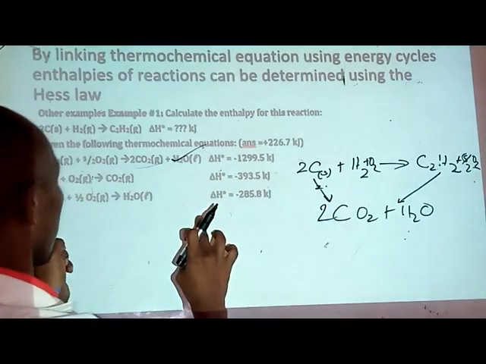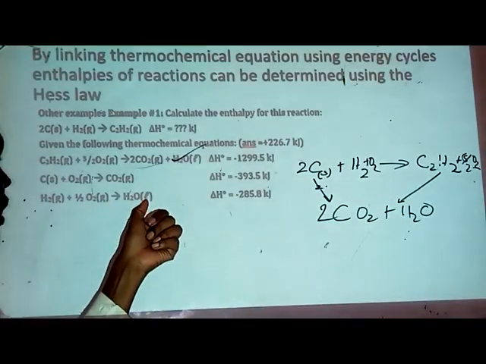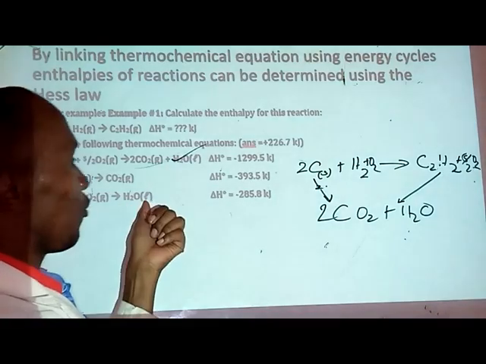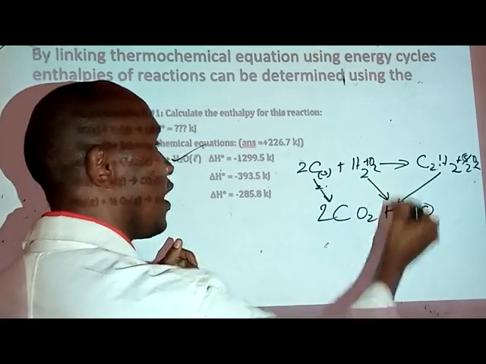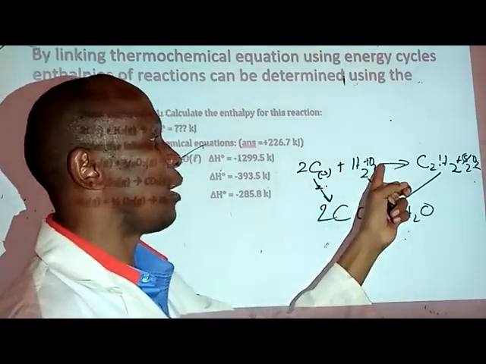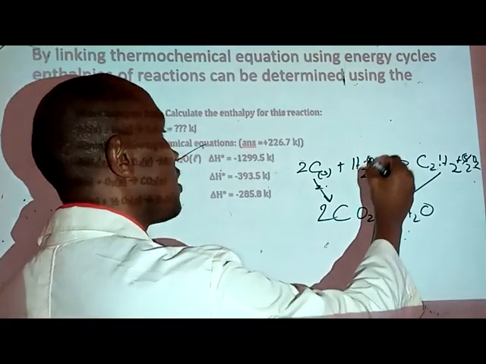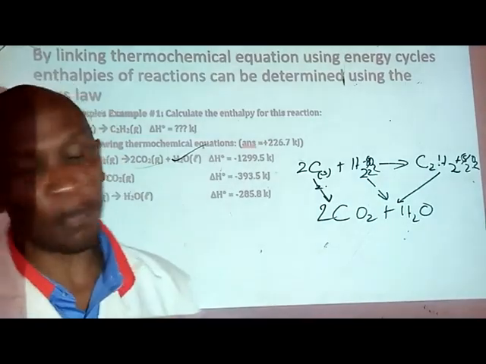The last one, 2 hydrogen plus oxygen to form water. I already have the hydrogen, I already have the water. All I need is an arrow. Then I need to ensure that I have the right number of oxygen, which is going to be simply 5/2. Again, I said you can write them on the arrow. So that becomes my cycle again.